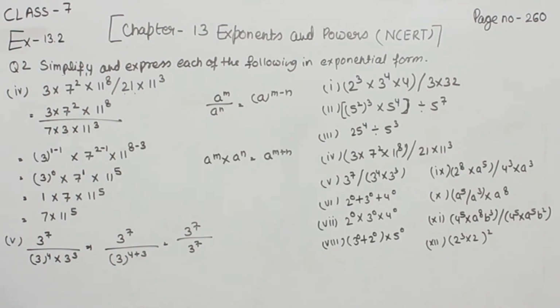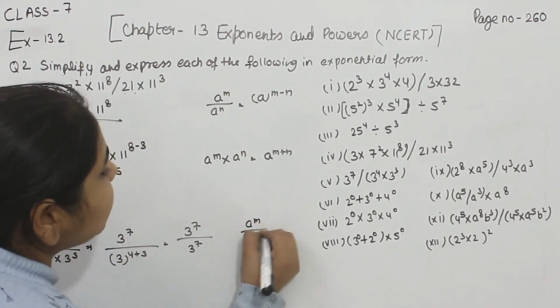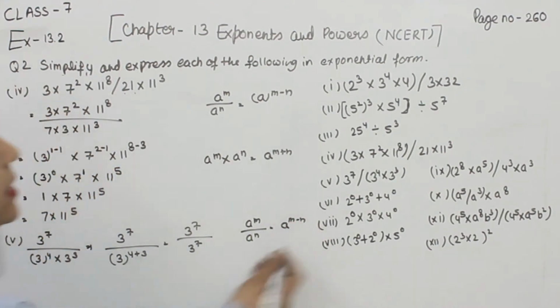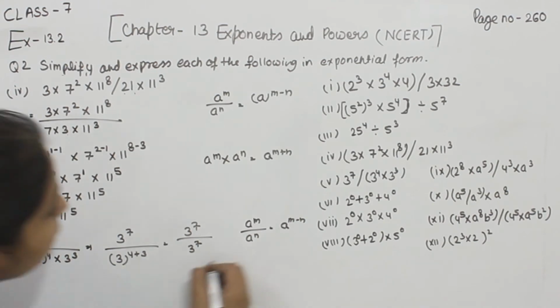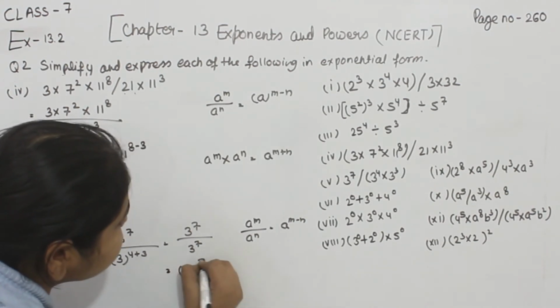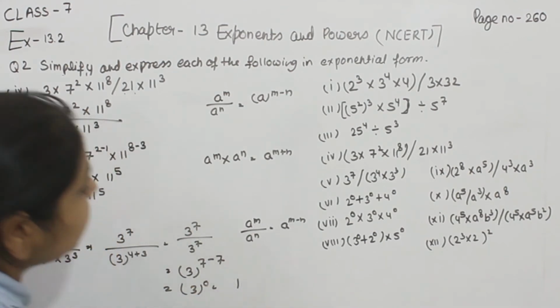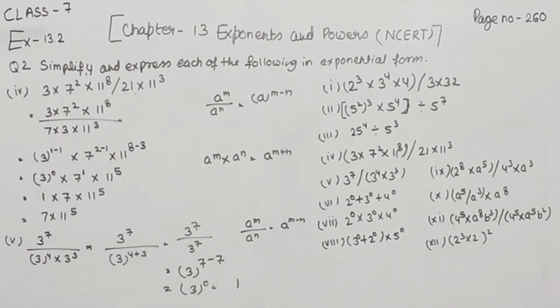Now I am going to apply a to the power m divided by a to the power n, so this will be a to the power m minus n. Now we are going to write here 3 to the power 7 minus 7. So this will be 3 to the power 0 and this will be the value 1. So this is the part 5.